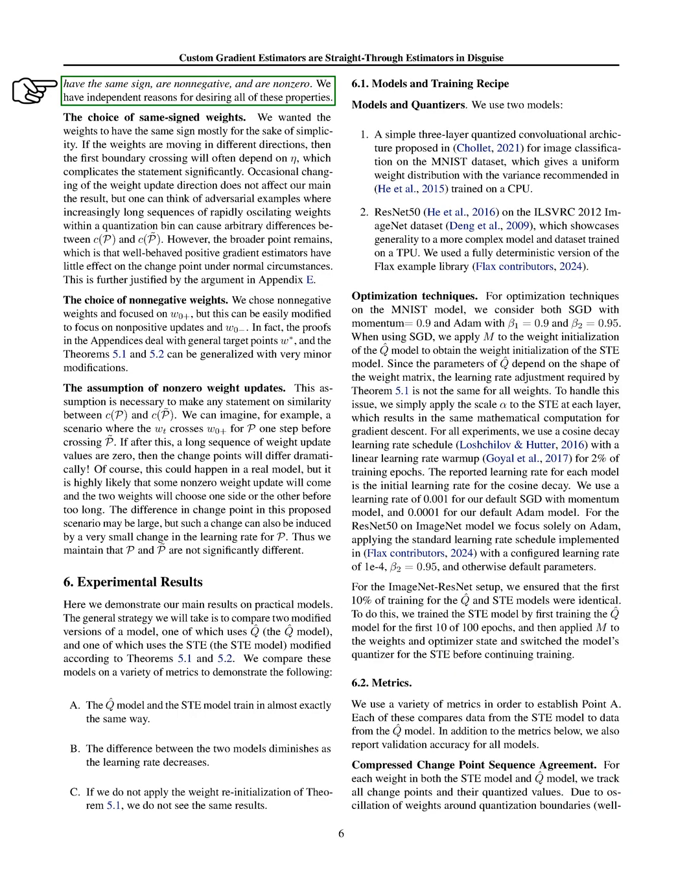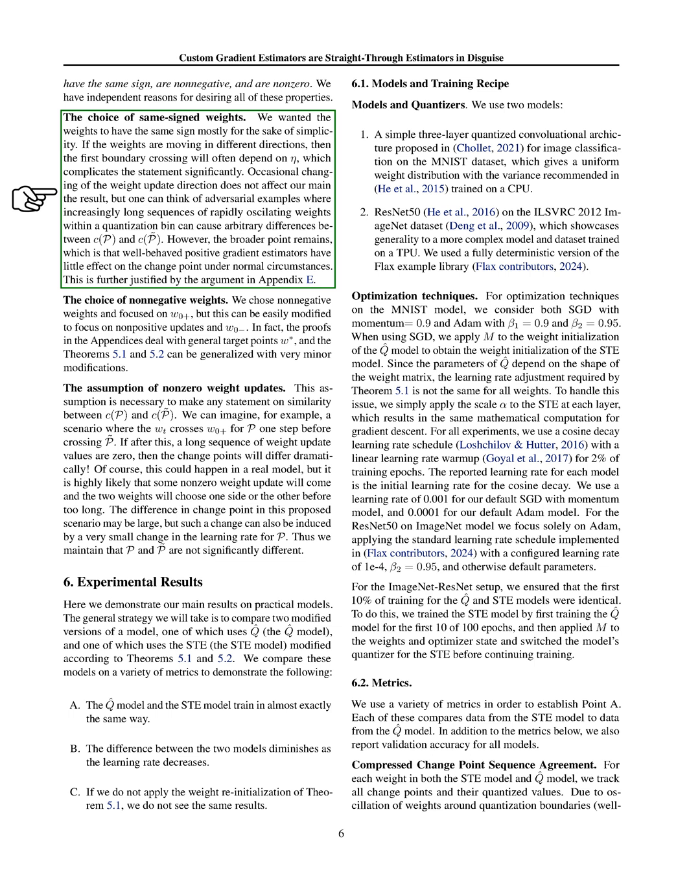These assumptions ensure that the weight updates have the same sign, are non-negative, and are non-zero. We have valid reasons for wanting these properties. The choice of same-signed weights is mainly for simplicity. If weights move in different directions, determining the first boundary crossing becomes more complex. Although occasional changes in weight update direction do not impact our main result significantly, there could be cases where differences arise due to rapidly oscillating weights within a quantization bin.